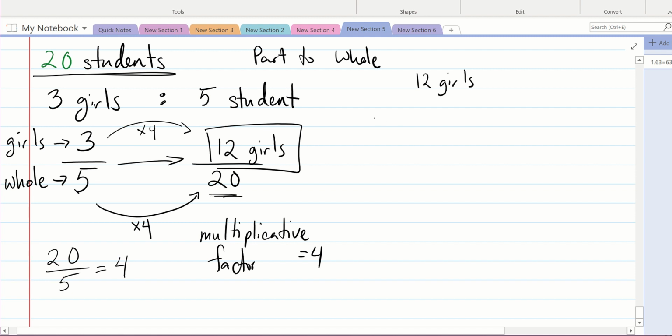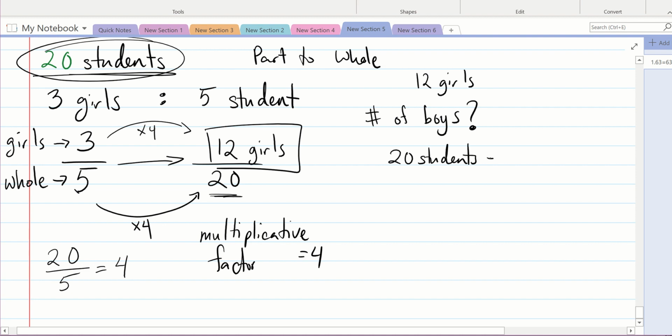altogether, how many boys? Number of boys. How do we figure that out? Well, we know that there's 20 students in total, right? So 20 students minus 12 girls should give us 8 boys. That's how we get the final answer.